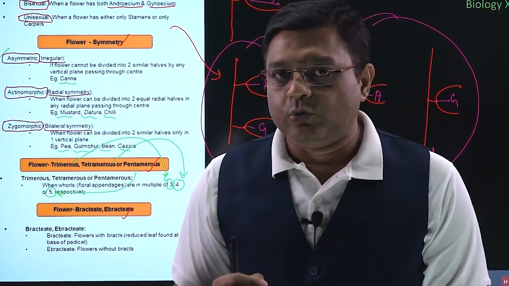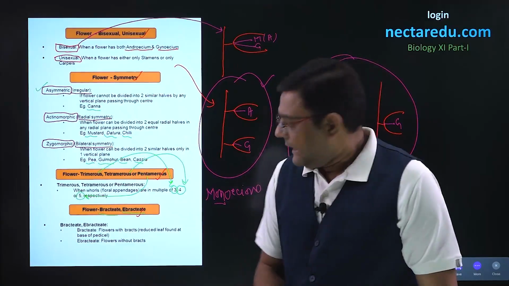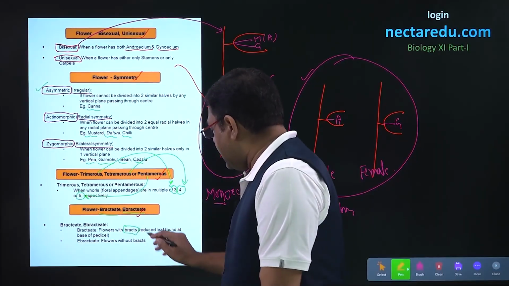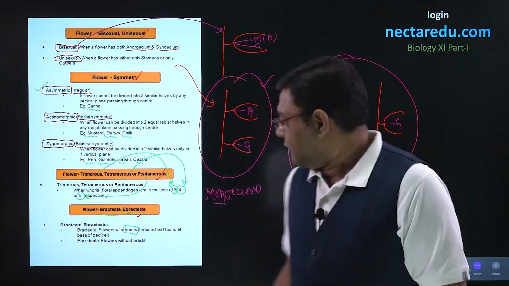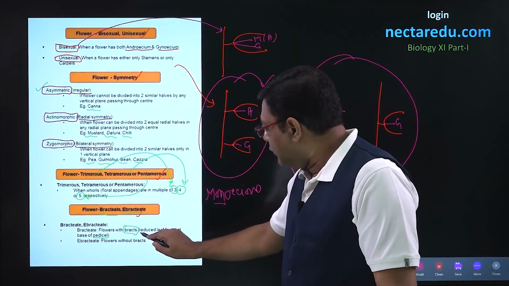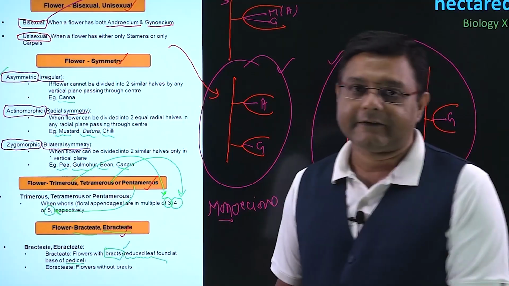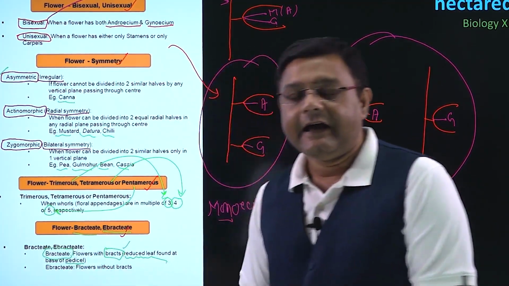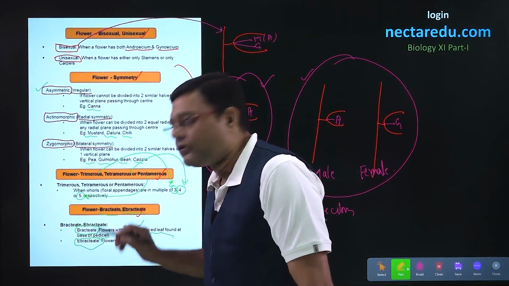After this, we come to the last description, that is bracteate flower or the ebracteate flower. Now, first we will look into the term bracts, that what are these bracts. Now, bracts are reduced leaves that are found at the base of the pedicel. So, pedicel was the stalk which was attaching the flower, and if reduced leaves are present at the base of pedicel, this structure is called as bract. Now, flowers which have bracts, this condition will be called as bracteate, and there are flowers in which bracts will be absent, and this particular condition is called as ebracteate.